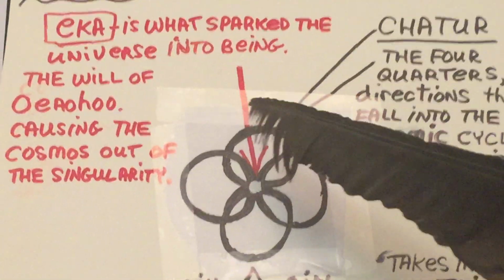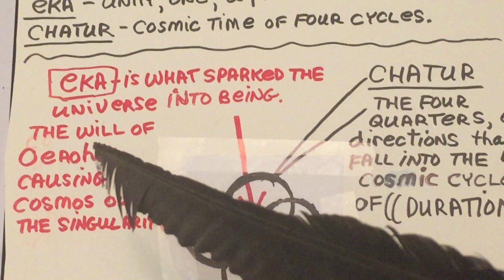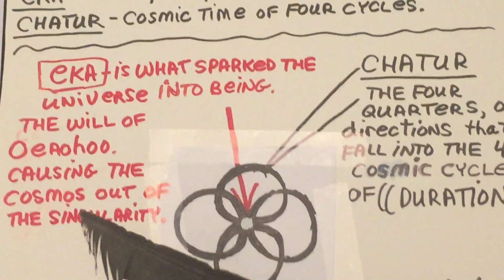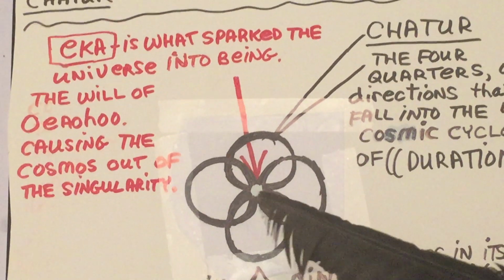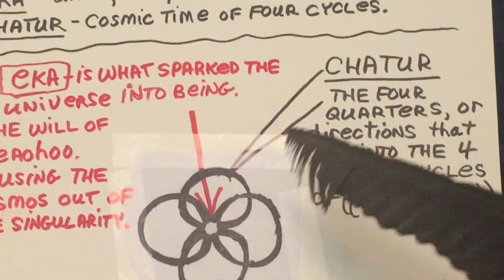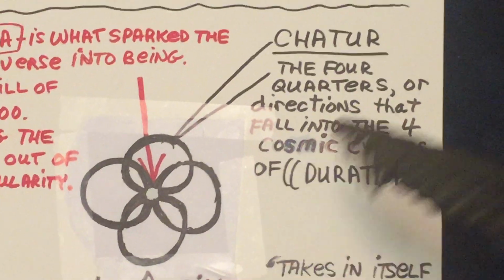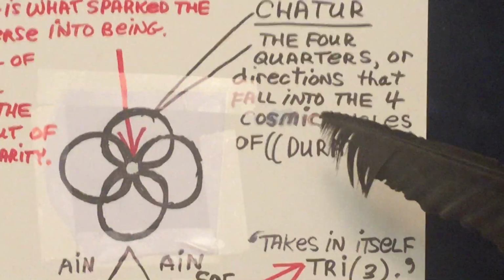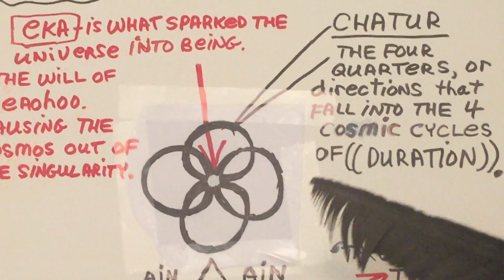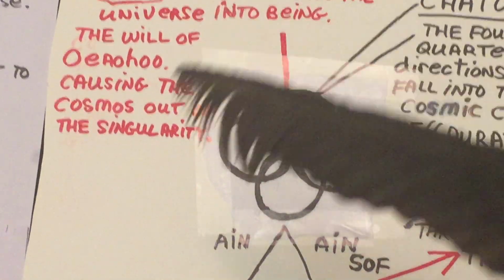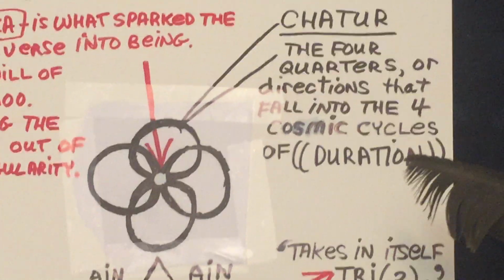Ika, seen here at the center of the four circles. This is what sparked the universe into being. It was and is the will of Aho, causing the cosmic to be pulled out of the singularity. That is, that which wanted to manifest, manifested. And this is these four circles. I can't draw worth nothing. But the Chatur, the four quarters, the four directions, that's what these are. They fall into the four cosmic cycles of duration. Remember the duration I was speaking of, the seven spirals of duration, the seven eternities? That's in an earlier video. You may have to go back to that. That is what is meant by duration.